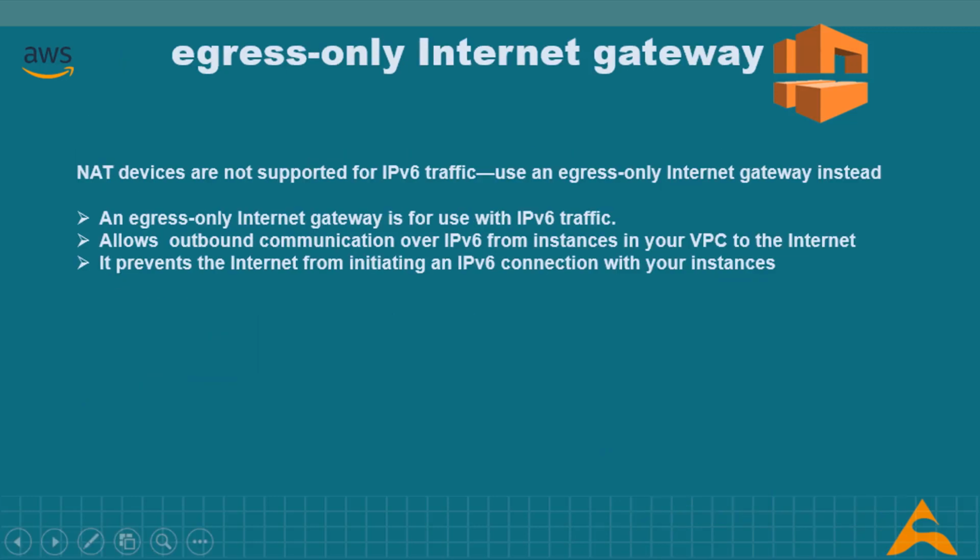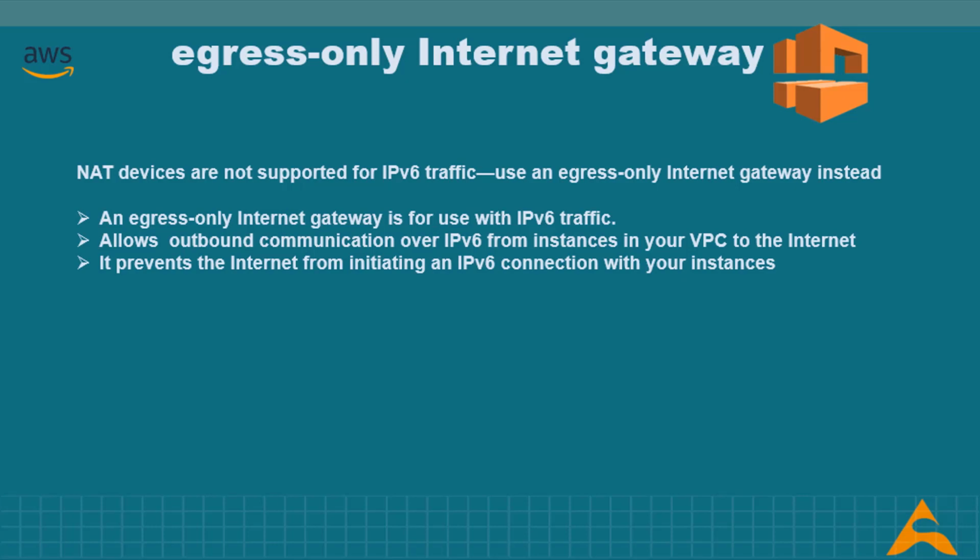NAT devices are not supported for IPv6 traffic. Use an egress-only internet gateway instead, as said earlier. An egress-only internet gateway allows outbound communication over IPv6 from instances in your VPC to the internet, and it prevents the internet from initiating an IPv6 connection with your instances. An egress-only internet gateway is for use with IPv6 traffic only.